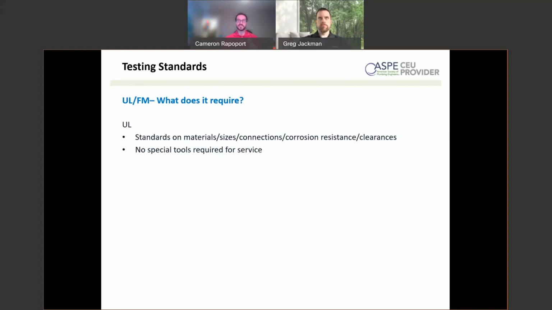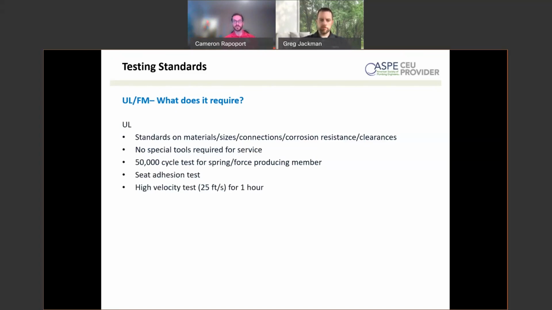They do a 50,000 cycle test for the springs. They're just going to open and close that flapper or that check 50,000 times to make sure that it's not going to break after all of that. They do that seat adhesion test that ASSE also now requires. They do a high velocity test, so they're going to be at 25 feet per second for an hour. And they do have a maximum pressure loss at 15 feet per second.